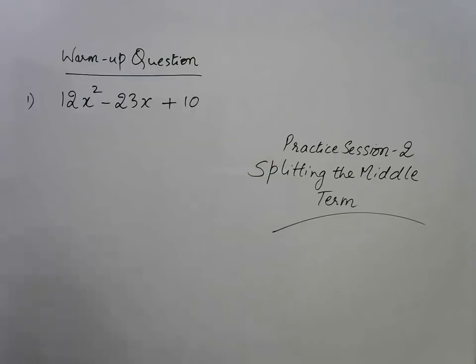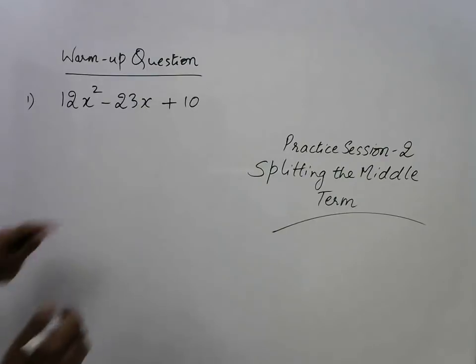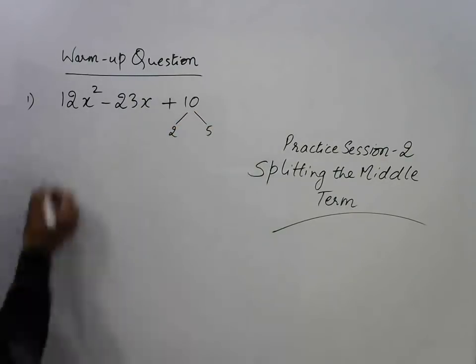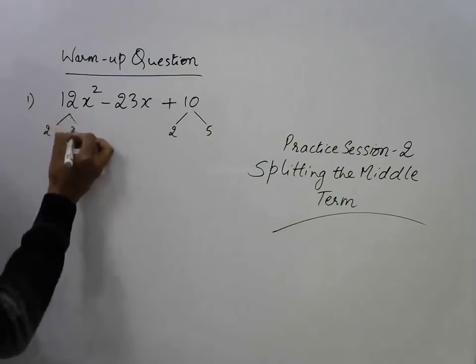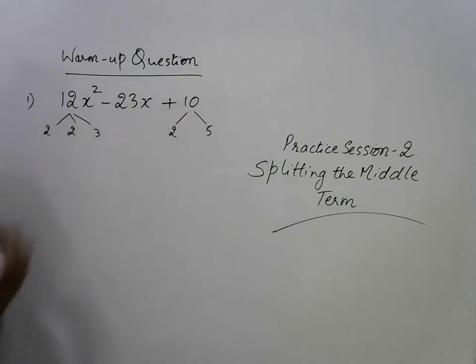Okay, let's get on with this one. Now see the method with which I will solve this one. I'll tell you that method. Now 10 can be broken down into two factors, 2 and 5. And 12 can be broken down into 2, 2 and 3. So 2 into 2 into 3 is 12, 2 into 5 is 10.